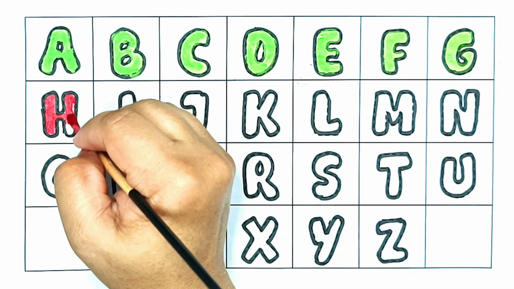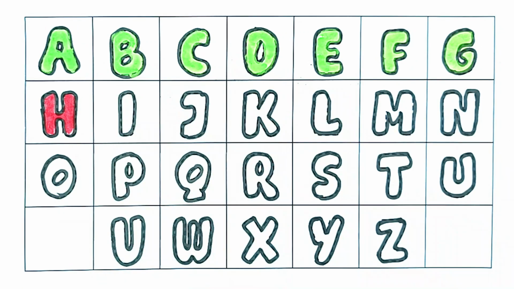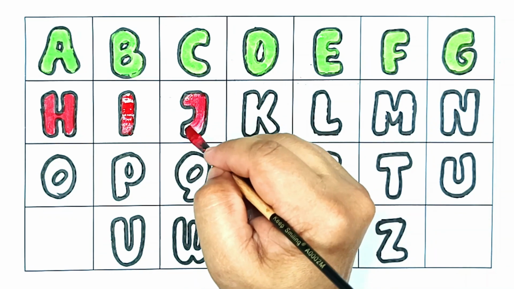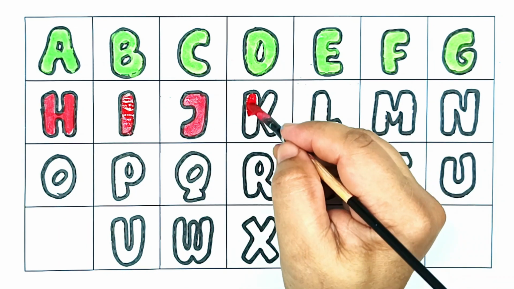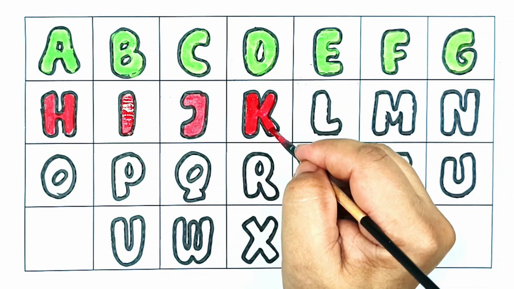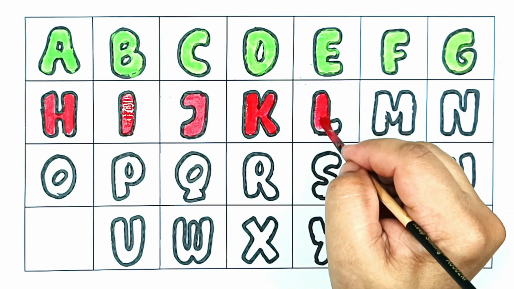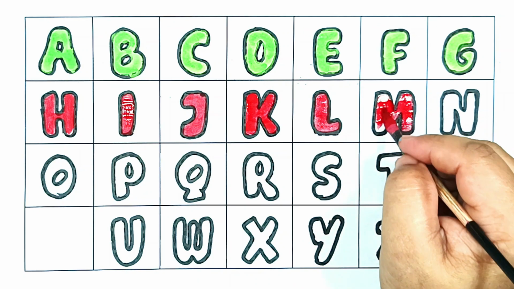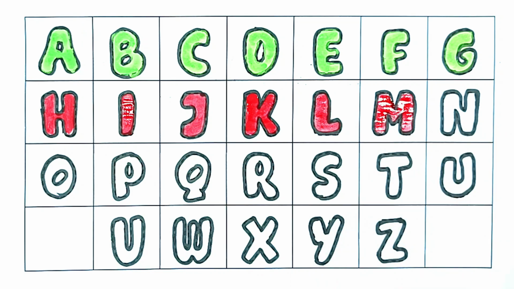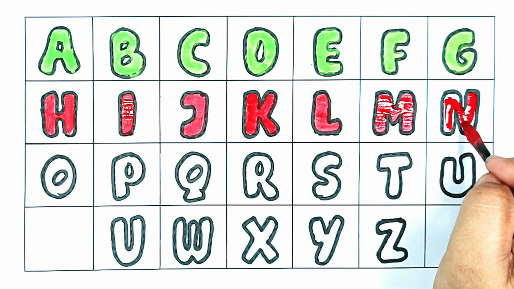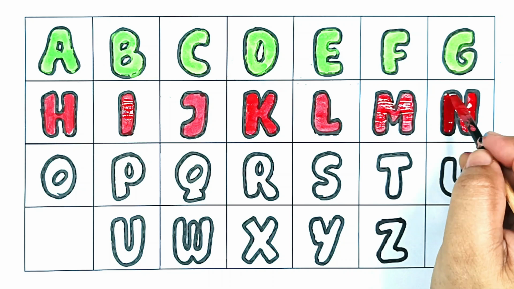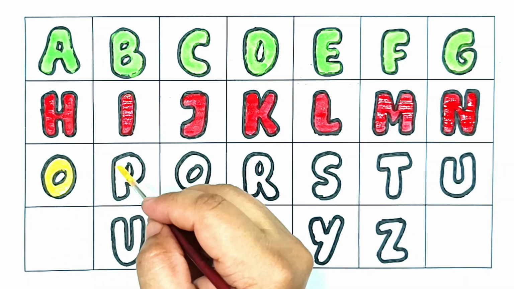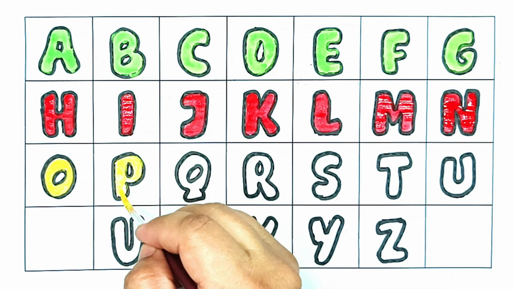H for hat, H for hat, I for igloo, I for igloo, J for jam, J for jam, K for kite, K for kite, L for lamb, L for lamb, M for man, M for man, N for net, N for net, O for onion, O for onion, P for pen, P for pen.